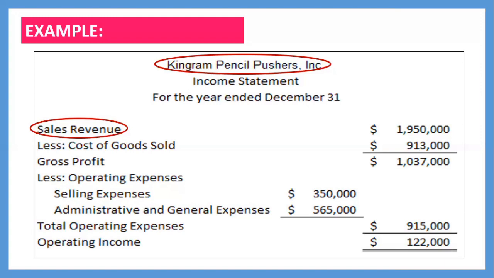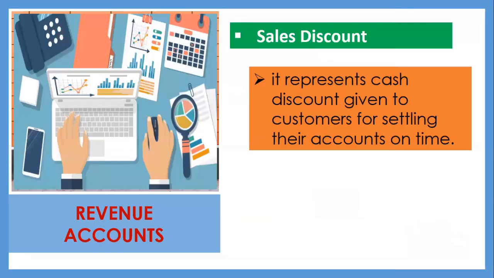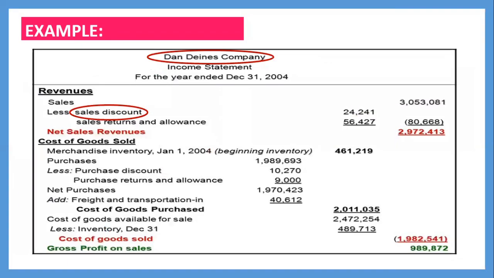Next, we have sales discount. If we say sales discount, it represents cash discount given to customers for settling their accounts on time. So technically speaking, if you are a customer and you owe something to a certain company and you settle your account on time, then you will be granted a sales discount. Example for this here. This is an example of an income statement, and the name of the company is Dan Dane's Company.